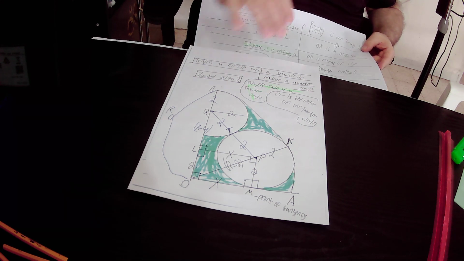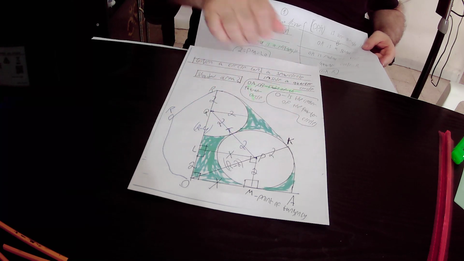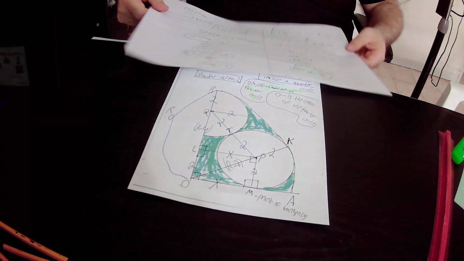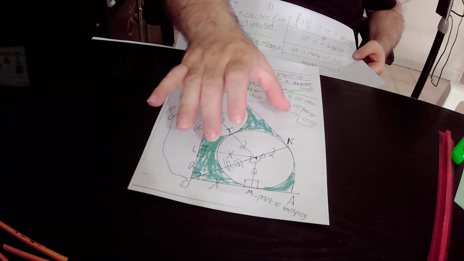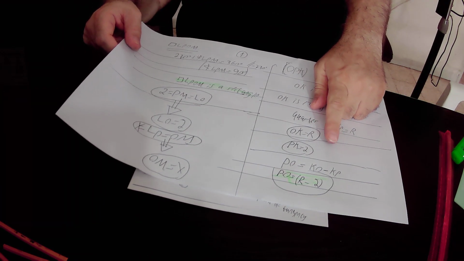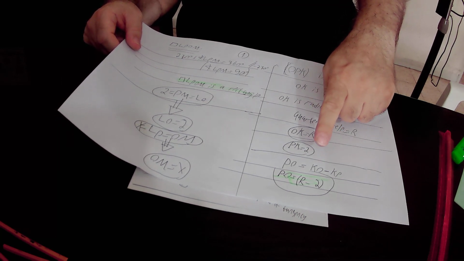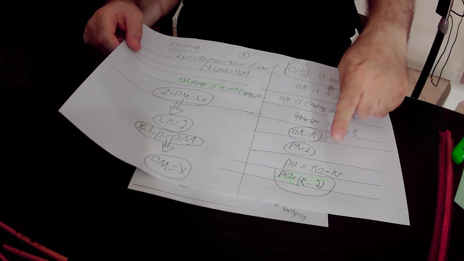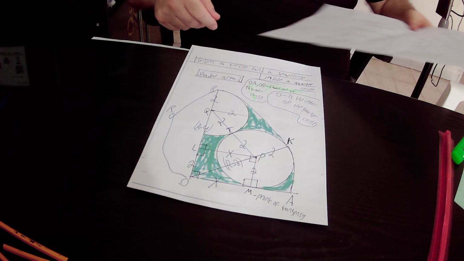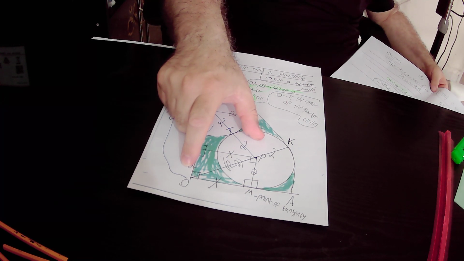And what is the length of line segment OP? From the drawing it is very easy to see that OP equals OK minus KP. Okay, or PO equals KO minus KP. So PO equals KO, KO equals capital R, and KP equals 2. So in conclusion, we found out that the length of line segment PO equals capital R minus 2.